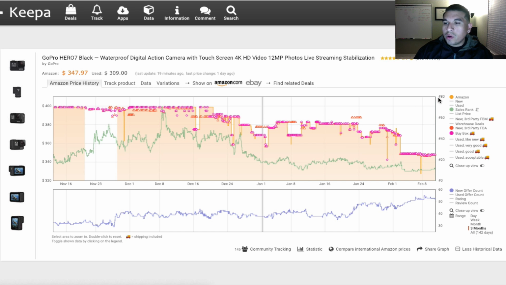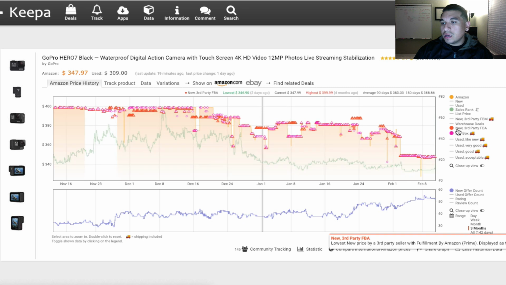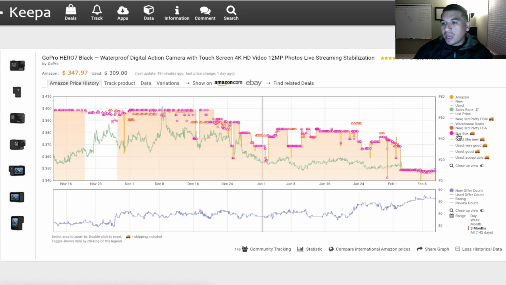What we really want to understand with the sales rank is if it's consistent. If it's consistent, then we know that it's a product that we would want to source, because we're not going to have a problem selling that product. And at worst case scenario, we can liquidate the product itself. After we look at sales rank and we qualify that the sales rank is good, what we want to look at is the new third-party FBA and the buy box.